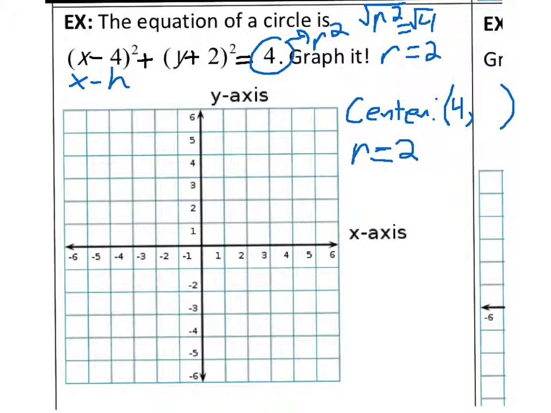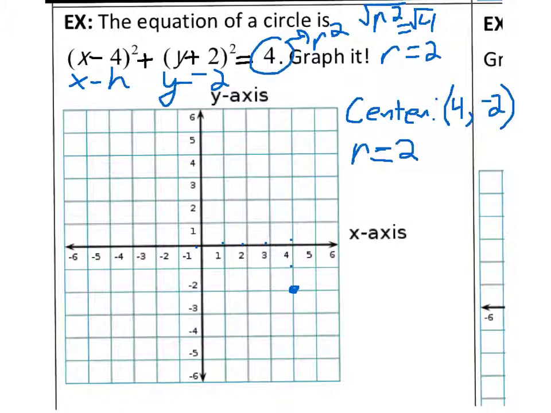Whenever you get this thing at the beginning, you want to put it in x minus h and y minus k form. So this is actually y minus a negative 2. Okay. So my center is at 4, negative 2. To graph it, it's real simple. All I have to do is go to 4, negative 2. So 1, 2, 3, 4, negative 2.